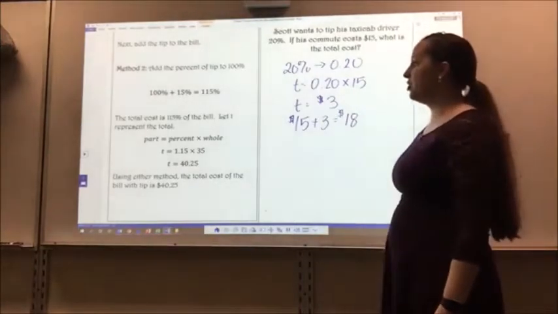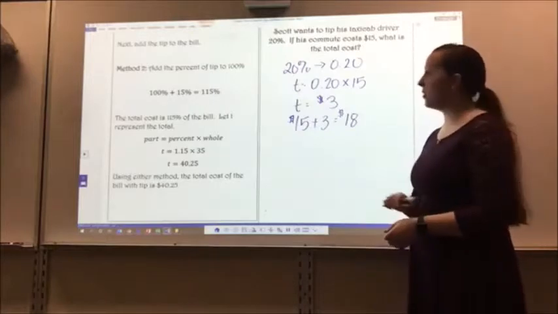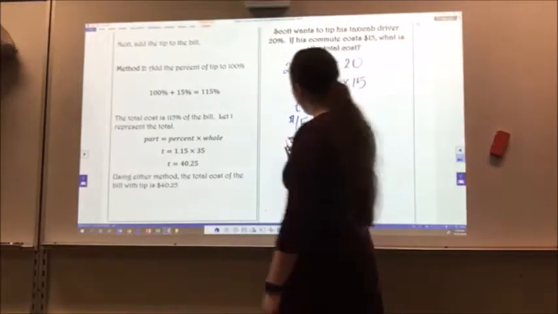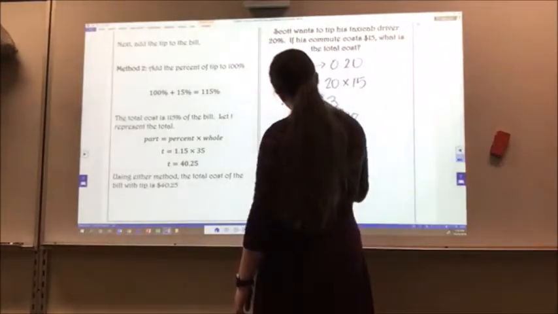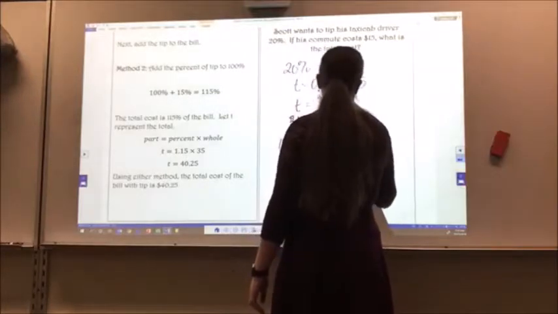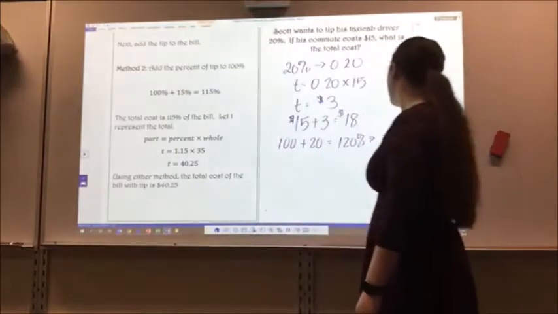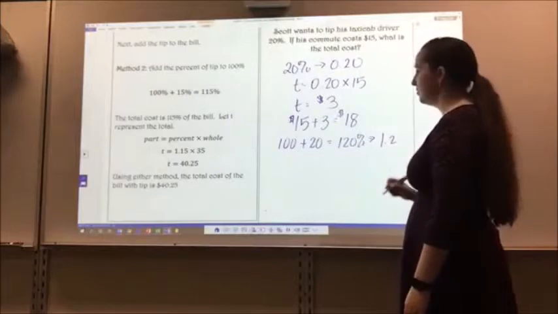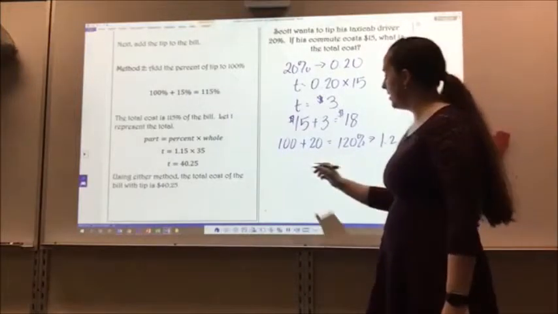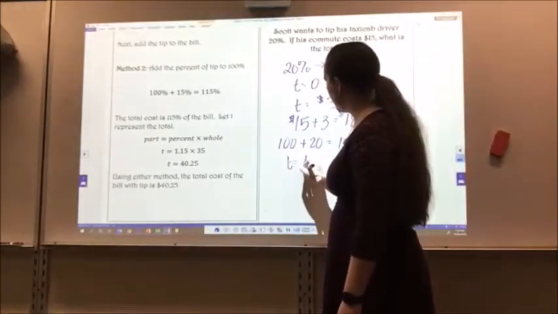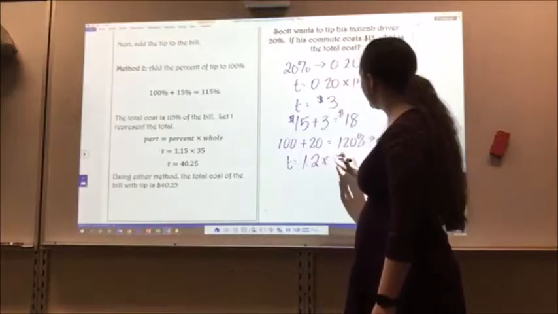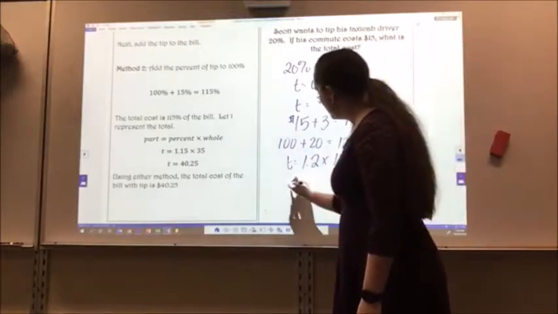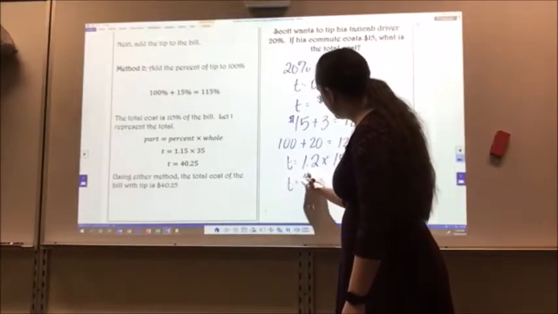Okay, method 2, I add my percent to 100. So 100 plus 20 is 120%, which is going to be 1.2 when I change it to a decimal. So then I do T equals 1.2 times 15, which will give me $18.